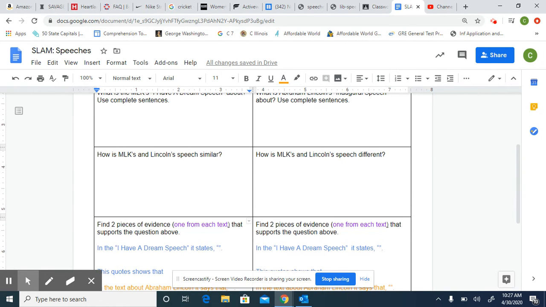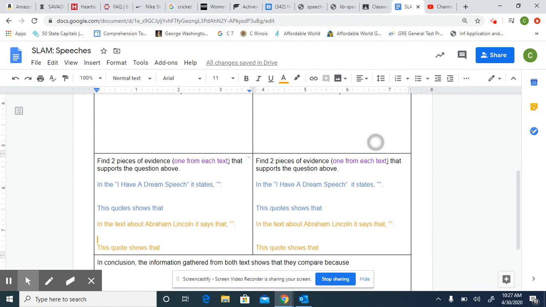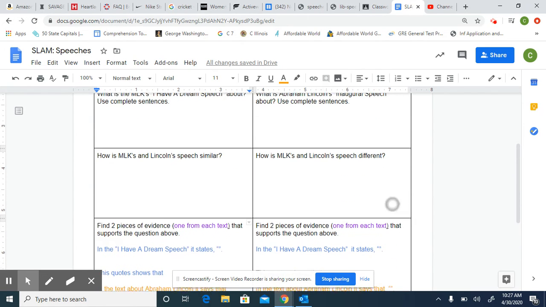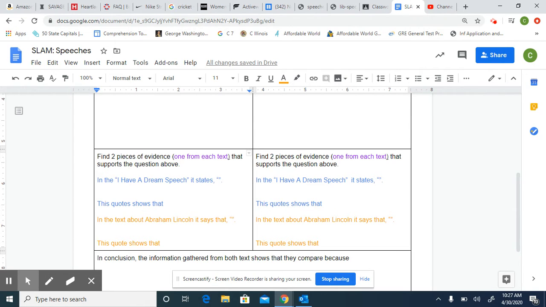Then on the opposite side up here, this question is how it's different. So on the left-hand side, it's talking about how they're similar and all the evidence. On the right-hand side, we're talking about how they're different and finding evidence for that as well, okay? So you'll find 2 pieces of evidence. In the "I Have a Dream" speech, Martin Luther King states X, Y, and Z. This shows that it's a little bit different from Lincoln because he was talking to a crowd about civil rights, etc. Okay, it could be something along those lines, and I'm not saying it is or it isn't. I'm just giving an example. And then in Abraham Lincoln's speech, he states X, Y, and Z. This is different because whatever the case may be.